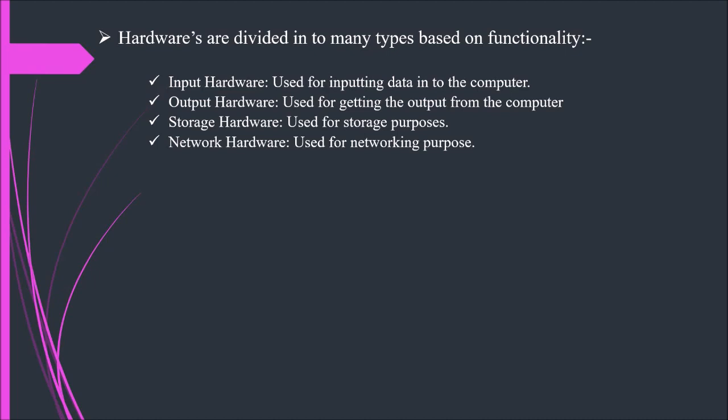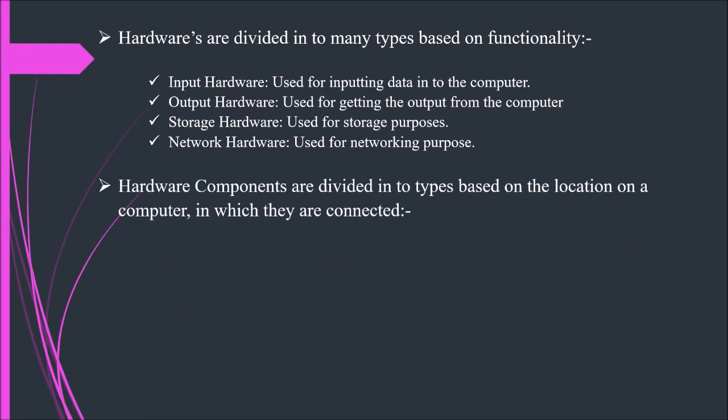Second one, output hardware. Output hardware are the hardware which is used to get the output from a computer. The third one, storage hardware. Storage hardware are used to store data and retrieve the data. Fourth one, network hardware. These are hardware used for networking purposes or transmission purposes.